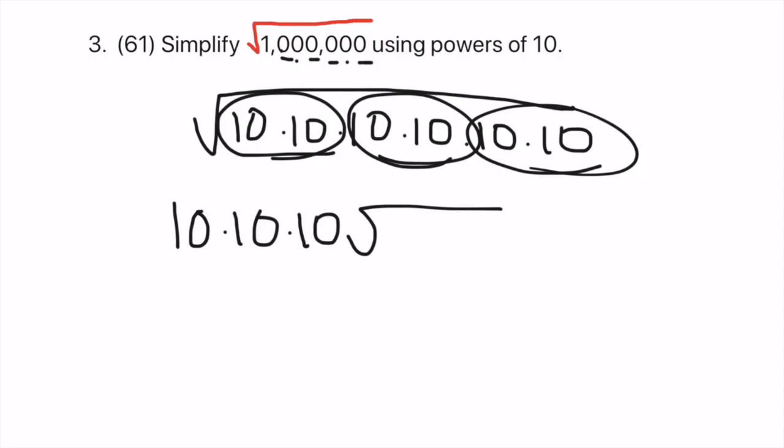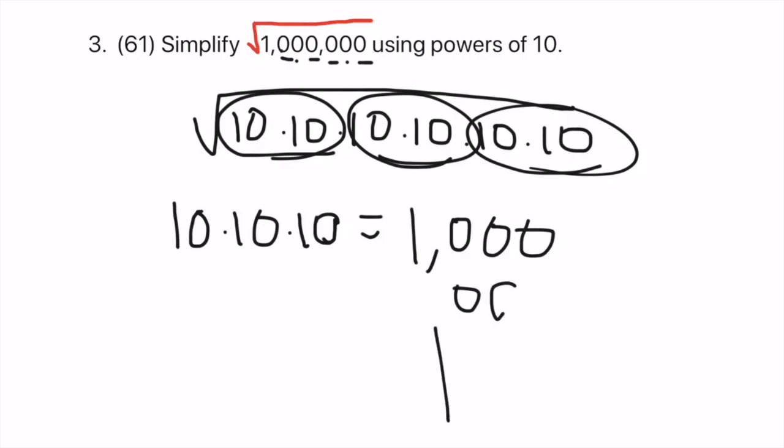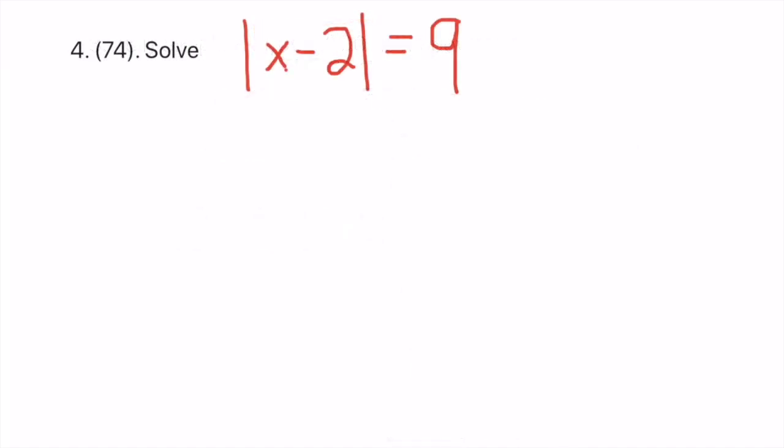So we actually don't even need our radical sign. So I'm just going to erase that. So to simplify this, we could say either 1,000, or you could leave it as an exponent and say 10 to the third power. Number 4, they want us to solve.